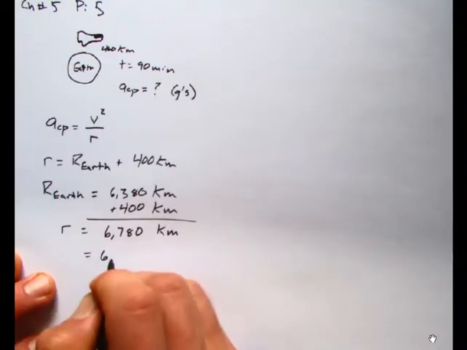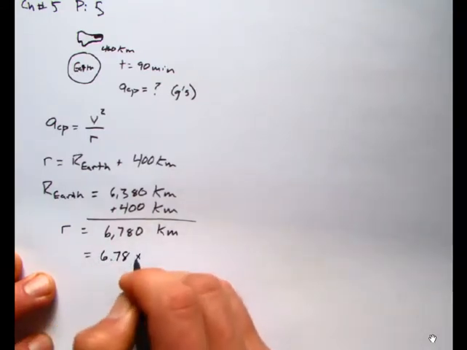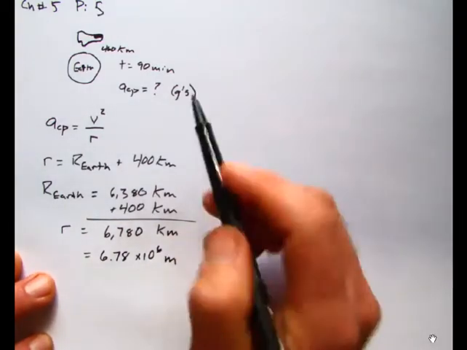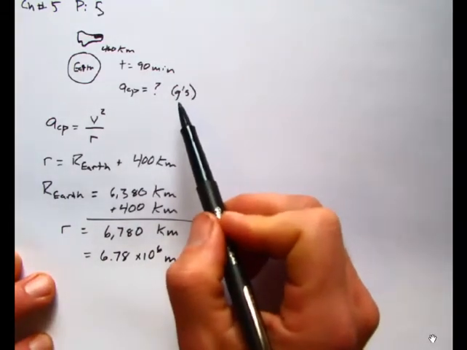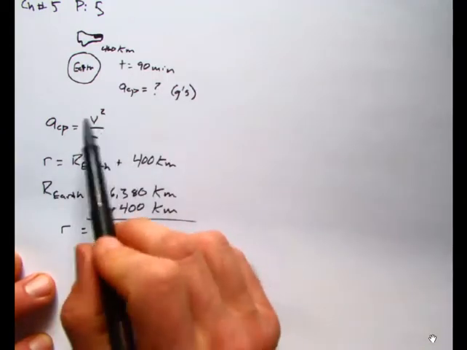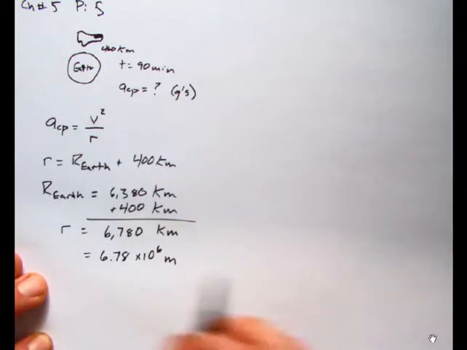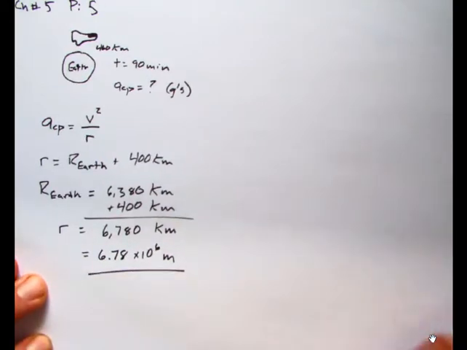Now, since our acceleration is going to be in G's, which is in meters per second squared, I am going to express this radius in meters, all right? Since G's is going to be in meters per second squared, I'm going to put everything here in meters and seconds. Okay, so that's a good start to the problem.